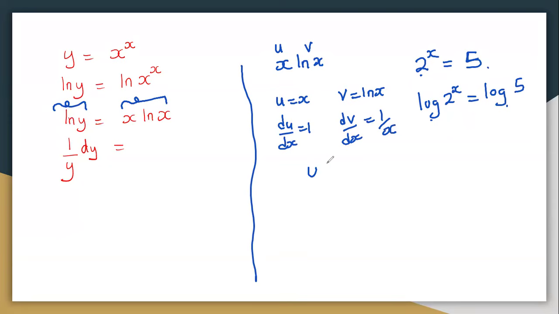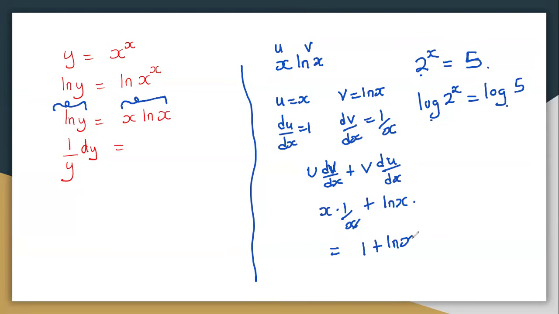Then you go back to the rule: u dv dx plus v du dx. So you bring your u as your x times dv dx, which is 1 out of x, plus your v, which is ln of x times du dx, which is 1. So where you end up, this and this cancel, so you end up with 1 plus ln of x. That means that when you differentiate this, your answer becomes 1 plus ln of x. So now we are going to come back here and say this is 1 plus ln of x.